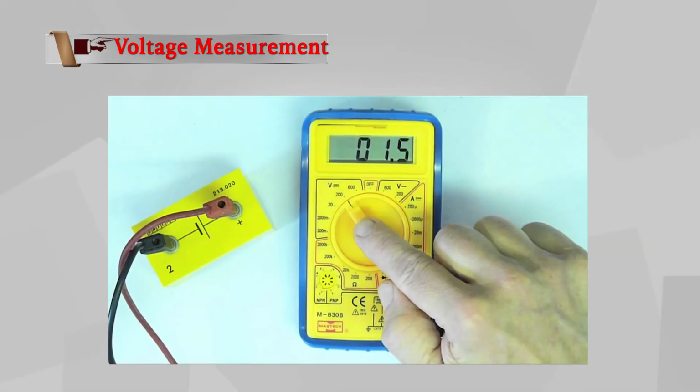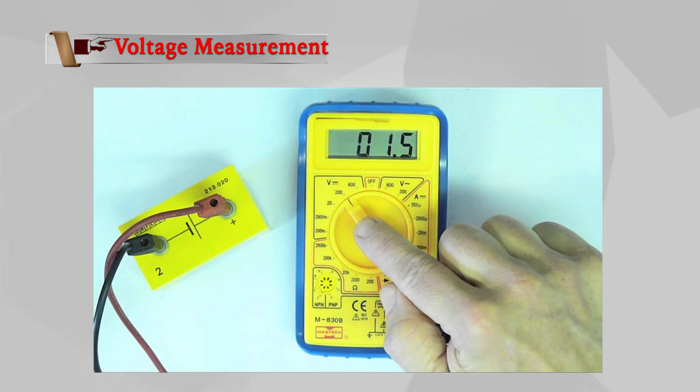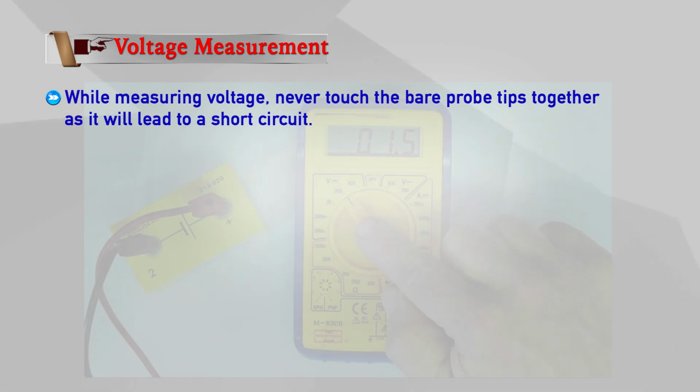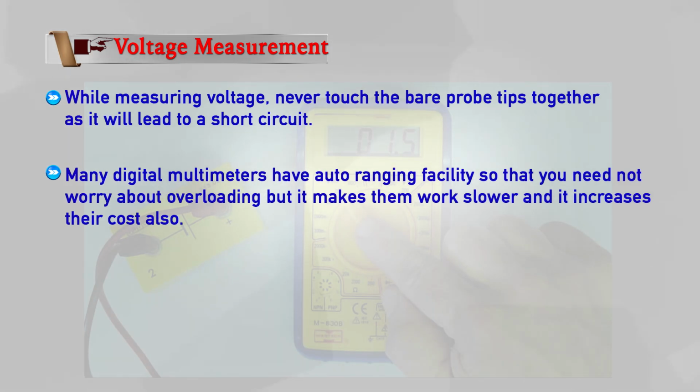Now we are going to discuss voltage measurement with the help of the multimeter. While measuring voltage, never touch the bare probe tips together as it will lead to a short circuit. Many digital multimeters have an auto-ranging facility so that you need not worry about overloading, but it makes them work slower and it increases their cost also.